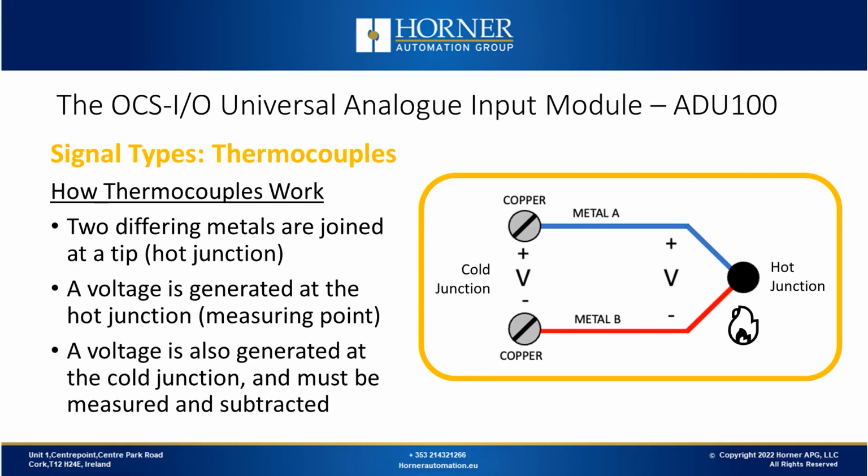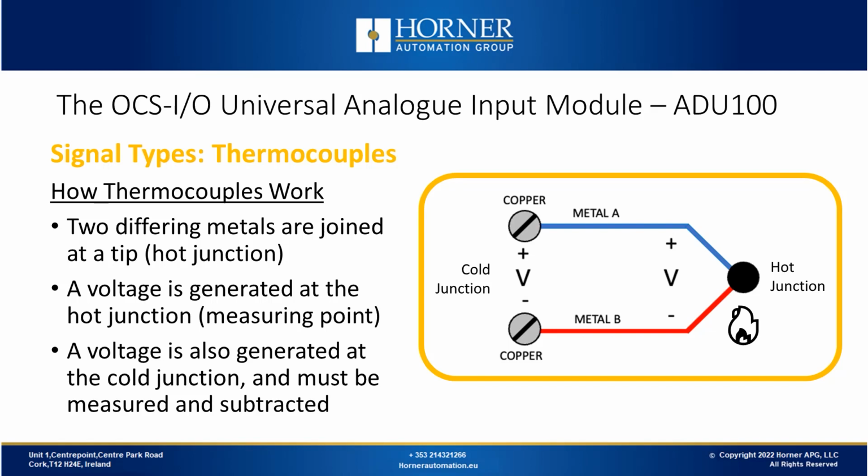Thermocouples make use of the material properties of metals. If you take two different metals and you join them at the tip, at the point where they're joined, a voltage will be generated that varies with the temperature. So that tip, called a hot junction, can be used as the measuring point for your temperature, and it will generate a different voltage as the temperature changes. One thing to consider is that the voltage generated is very small, and that's one of the reasons why thermocouples can be susceptible to electrical noise.